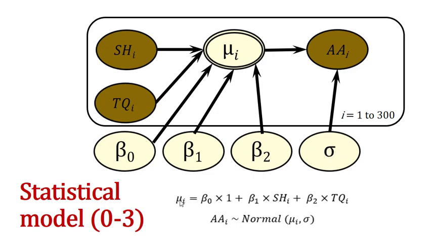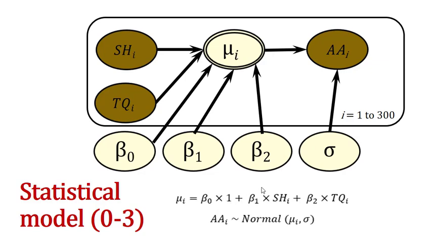First, we get an equation for calculating mu. So we've got 300 mu's. We multiply beta 0 times 1. So whatever the value of beta 0 we come up with, and I'm going to explain how we do that, we have only one, and it's going to be multiplied by 1.